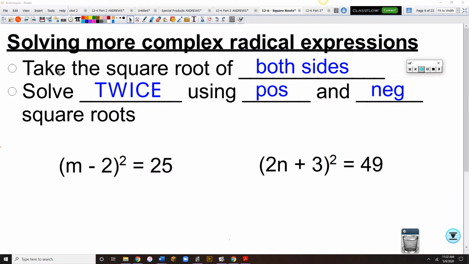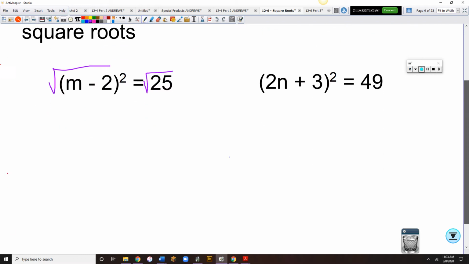Let's look at some more complex radical equations that are quadratic. If I have an equation like m minus 2 squared equals 25, and I want to solve that and know what m is, I'm going to take the square root of both sides. Then we'll solve twice using the positive and negative square roots. Let me show you what I mean by that.